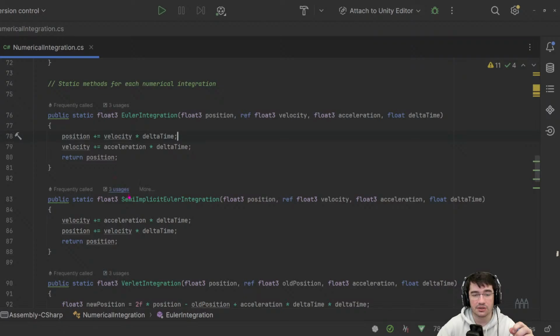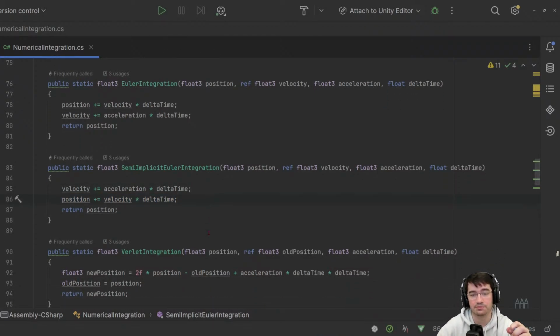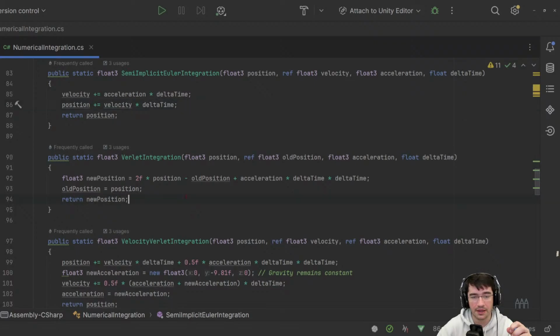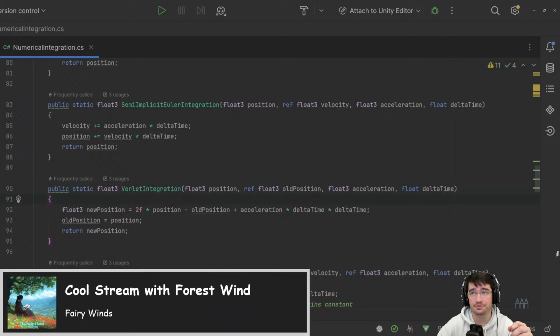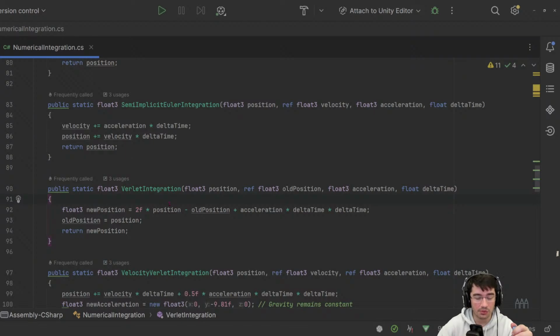Then there is the semi-implicit, which you will see is a little bit more stable. All you have to do is invert the two lines. So you first update the velocity and then you update the position. And that gives you something that is a bit more precise, a bit more stable. The Verlet integration, I won't explain in a lot of detail, but basically it's updating the position of the entity based on the projectile motion equation, let's say.